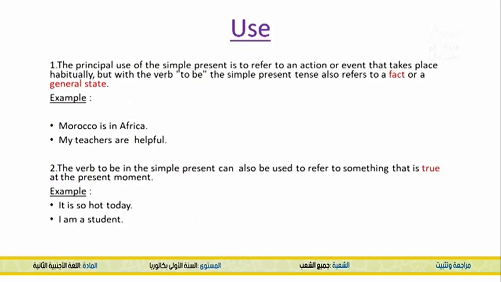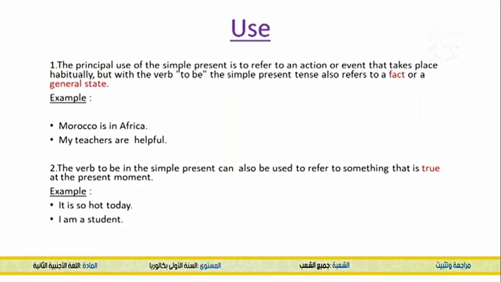The use of the present simple of to be. Number one. The principal use of the simple present is to refer to an action or event that takes place habitually, but with the verb to be, the simple present tense also refers to a fact, reality, or a general truth. For example, Morocco is in Africa, of course. My teachers are helpful.